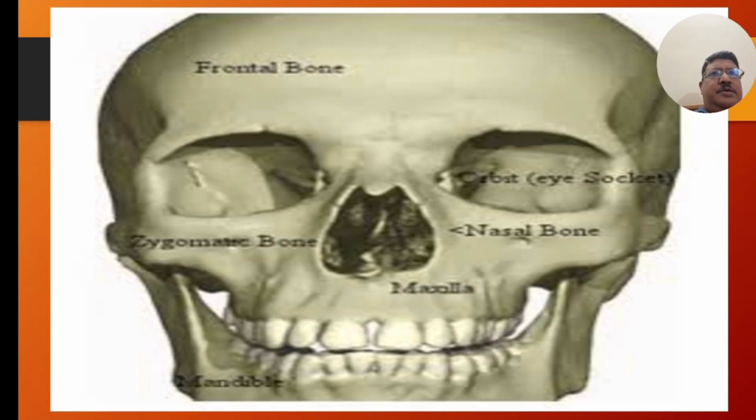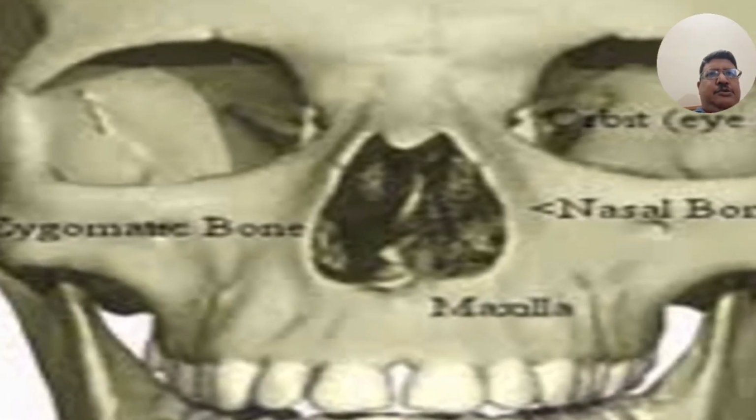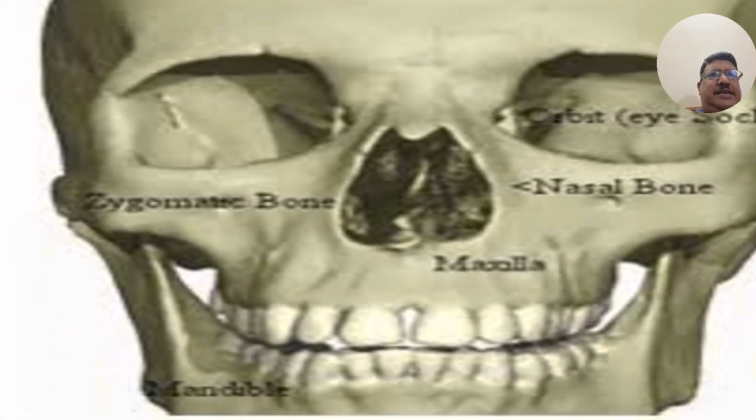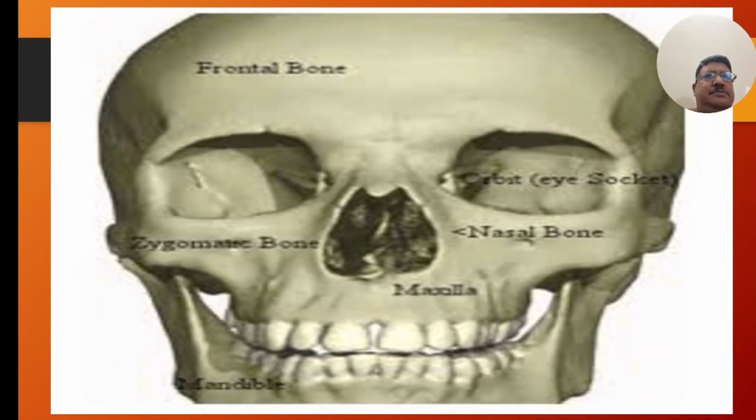This is the structure: frontal bone, orbit, that is the eye socket, then zygomatic bone, maxilla, mandible.